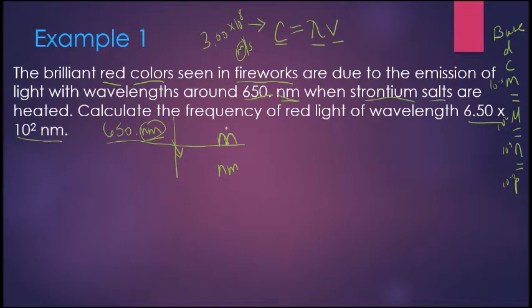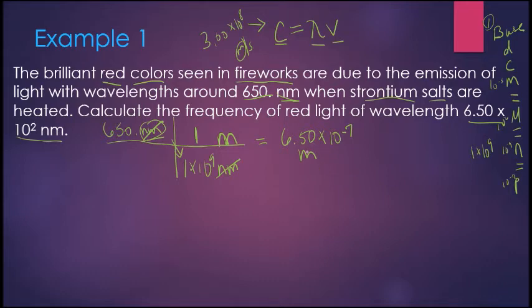So you could do it this way. I like to say this is the 1, and then this would be 1 times 10 to the 9th nanometers. So 1 meter equals 1 times 10 to the 9th nanometers. So nanometers cancel, and I'm back with meters here. So I end up getting 6.50 times 10 to the negative 7 meters. You can punch that in your calculator, and that's what you should get.